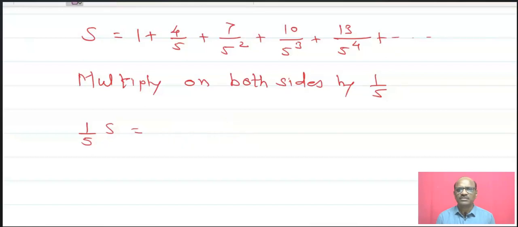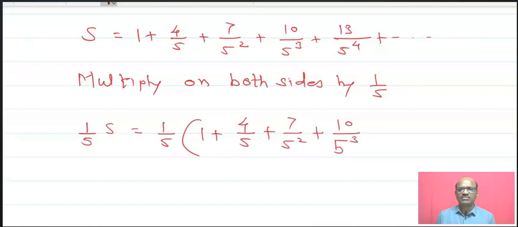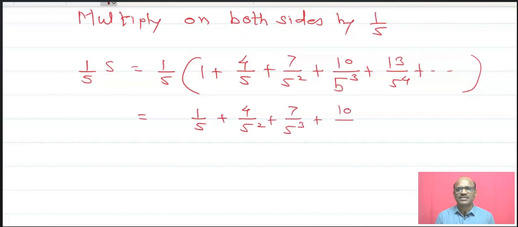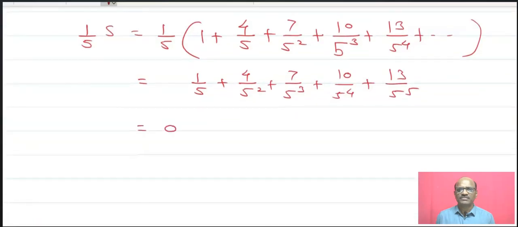Equals to 1 upon 5, in bracket 1 plus 4 upon 5 plus 7 upon 5 square plus, and in this way you will get the terms like this, that is 1 upon 5 plus in bracket 4 upon 5 plus 7 upon 5 square plus 10 upon 5 cube plus 13 upon 5 raised to 4, and so on. Now next is 1 upon 5 plus 4 upon 5 square plus 7 upon 5 cube plus 10 upon 5 raised to 4 plus 13 upon 5 raised to 5.